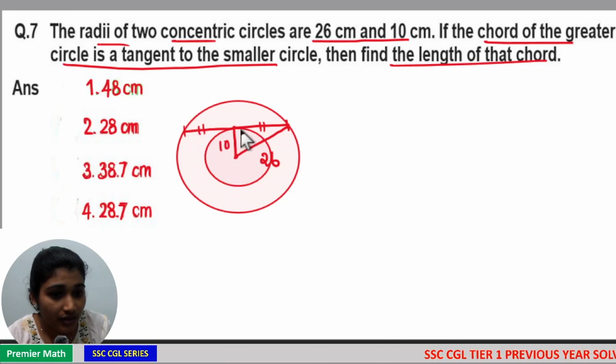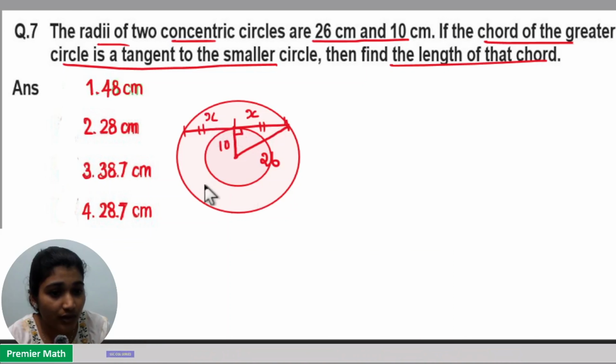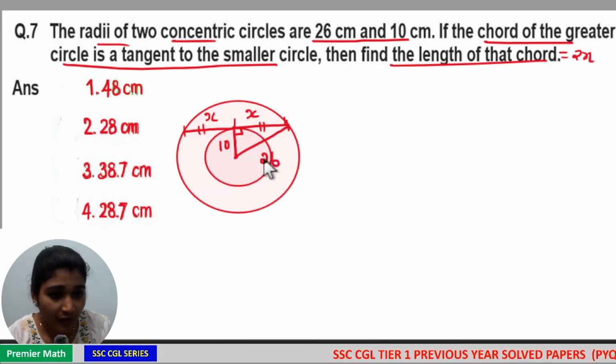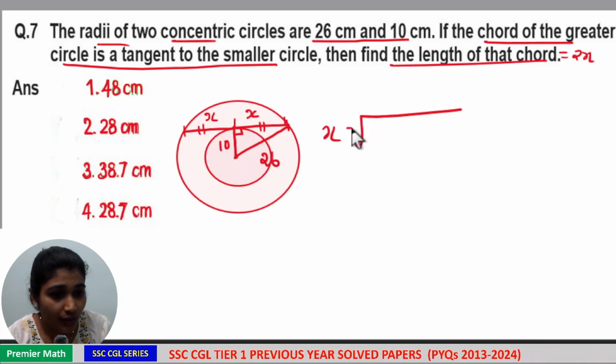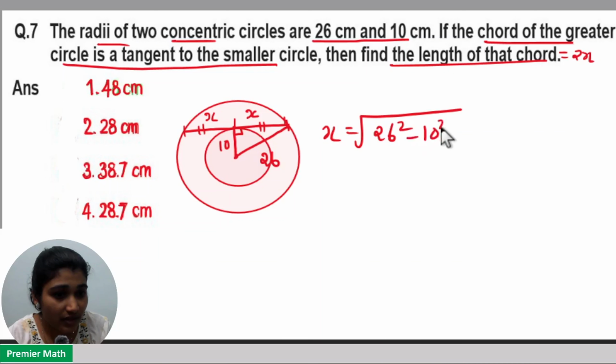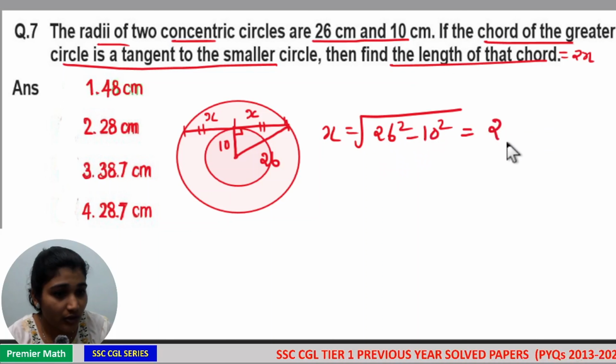Now, here this is 90 degree and this length is equal to, if I'm taking this as x, then this is also x. So chord length is equal to 2x. Now chord length is equal to 2x means here x square is equal to 26 square minus 10 square. So x is equal to root of 26 square minus 10 square. Now if I'm taking 2 square from 26 square and 10 square, 2 square is equal to 4. So take 4 outside of the root, which is equal to 2.